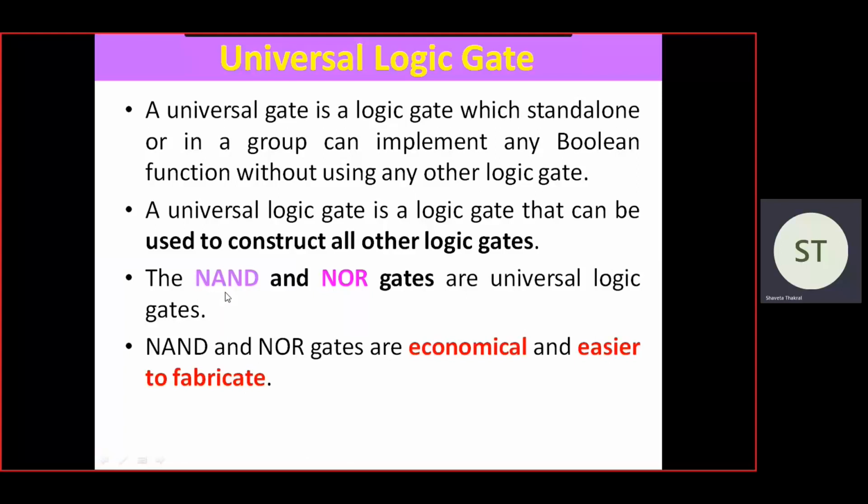That means with the help of NAND gate, we can construct the other 6 logic gates, and we can do the same with the NOR gate. By using only NAND gates, we can construct all the 6 logic gates, and by using only NOR gates, we can construct all the other 6 logic gates. NAND and NOR gates are most widely used in all digital circuits. Why? Because they are economical and easier to fabricate.